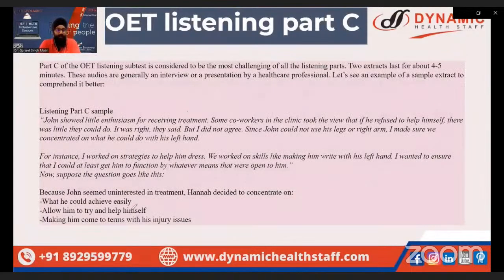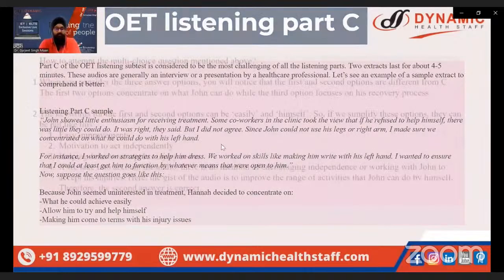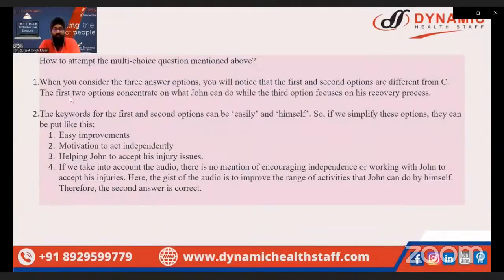So if you can note down what he could do, allow him to try and help himself out, it is giving them a sense of independence. So that is the first thing. That's why the keywords for the first and second option can be easily himself. So if we simplify these options, they can be put like this: easy improvements, motivation to act independently, helping John to accept his injury issues.